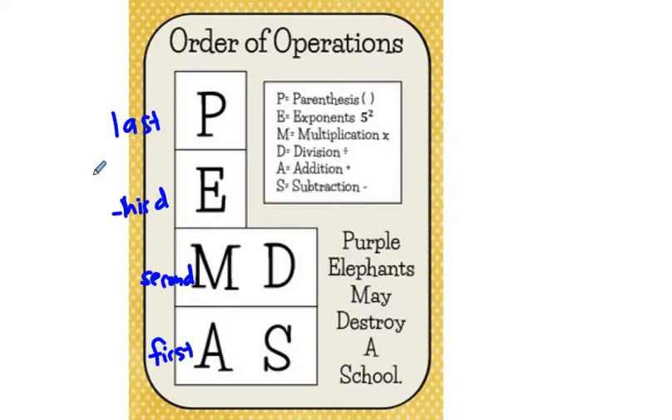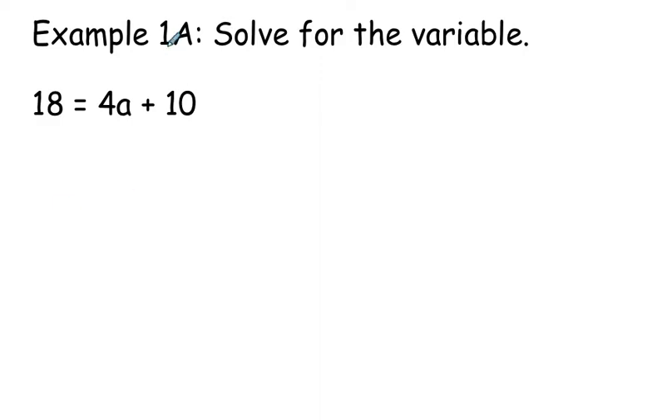Okay? So let's begin. Example 1a, solving for a variable. If you have 18 equals 4a plus 10, then what's the value of a? Basically, we'd like to solve for this variable a. Remember that there are two sides of the equation, the left side and the right side. You want to work on the side that has a variable, so that's the right side. You want to clear this number so that only a is by itself.